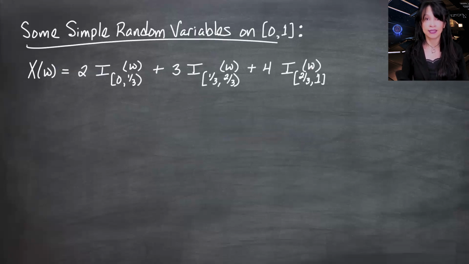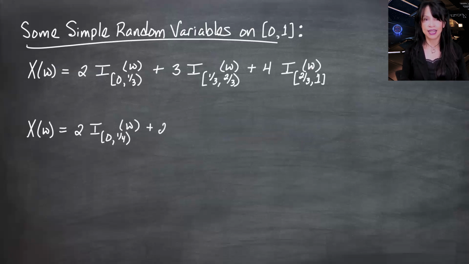X of omega is going to take points in omega and map them to either the numbers 2, 3, or 4. And as you can see here, if you get an omega that is greater than or equal to 0 and less than 1/3, you'll get the value 2. And if you have an omega that is greater than or equal to 1/3 but less than 2/3, you'll get the value 3, et cetera. Now I can rewrite this random variable in a slightly different way.